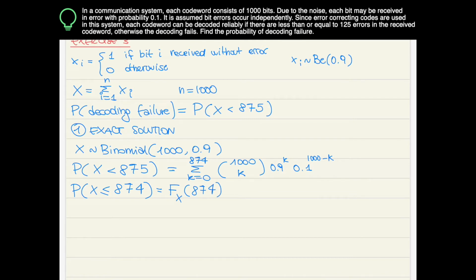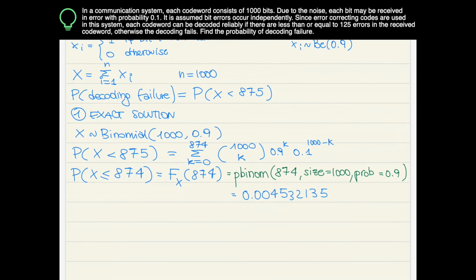And in R we can evaluate this CDF with the code pbinom. Okay, binom is the token for the binomial distribution, evaluated at 874. We have to specify the parameters. So n, which is reported as size in this code, is equal to 1000, and p is probability, so prob 0.9. Okay, right, and this is equal to 0.004532135.